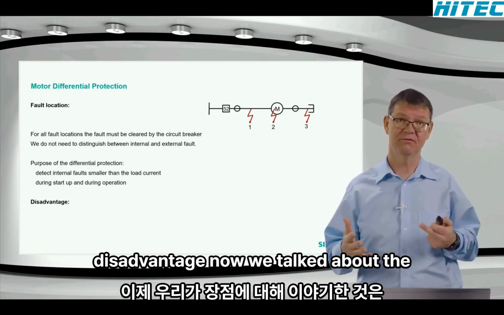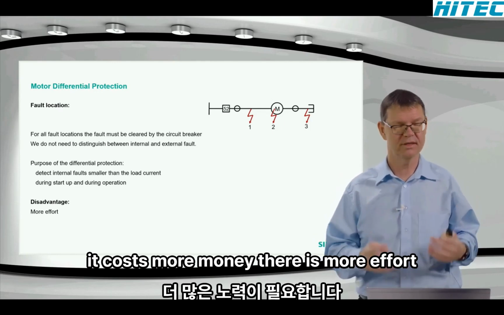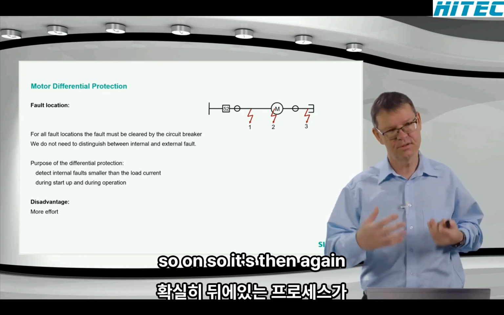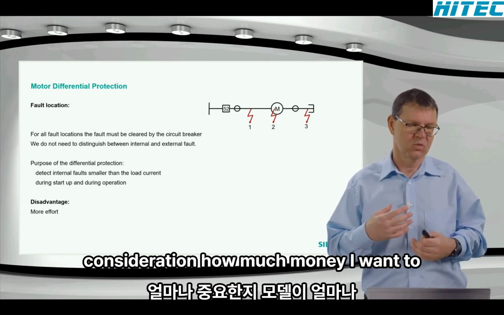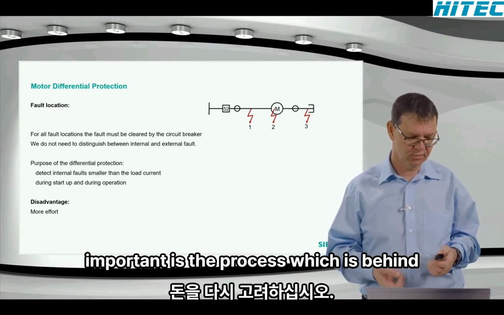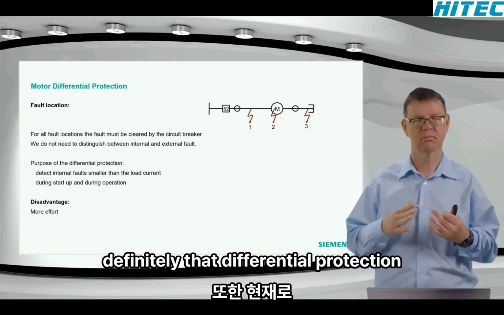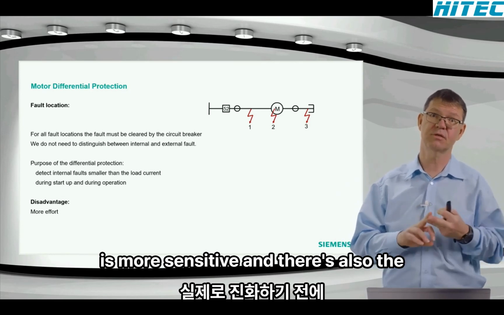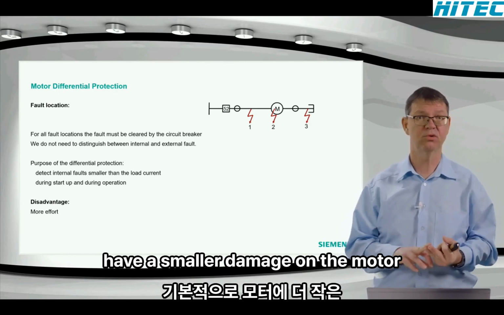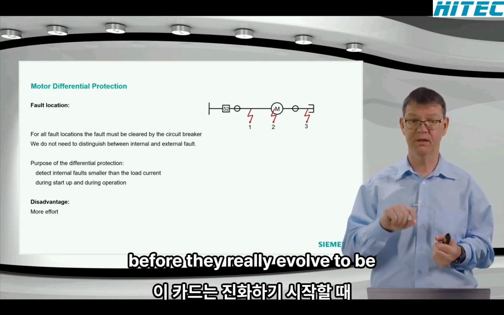Disadvantage, now we talked about the advantage, is simply it costs more money, there is more effort, I need a second current transformer, I need the differential protection function and so on. So it's then again a consideration, how much money I want to spend, how important is the motor, how important is the process which is behind. Definitely the differential protection is more sensitive, and there's also the chance to have a smaller damage on the motor, basically, because it detects currents before they really evolve to big currents.